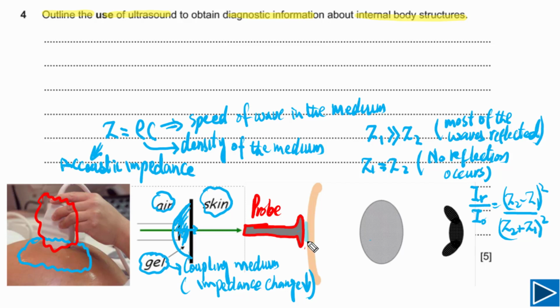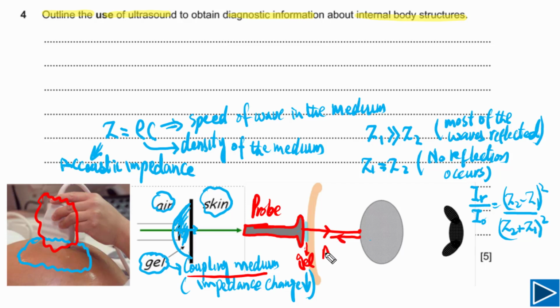Next, the blue one is gel. This is placed on the skin, and this is acting as a coupling medium, as we have already discussed. And next is the skin. For this gel and skin, the acoustic impedance is almost the same, so simply we can say all the ultrasound will enter the body and there will be no reflection. But when these ultrasound pulses reach this tissue, there is a change in medium. Some of the ultrasound will be reflected back from this boundary.